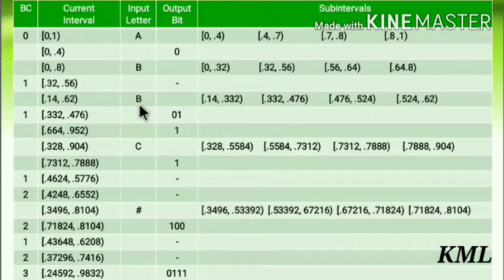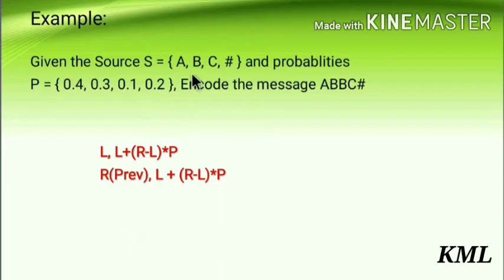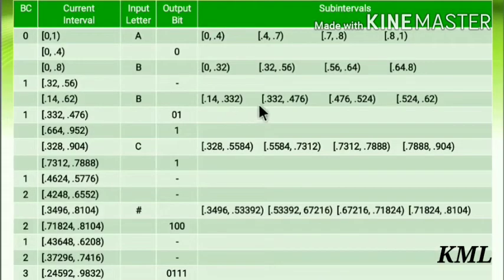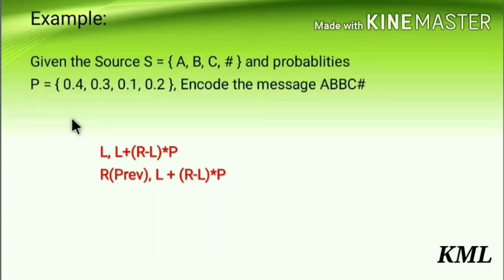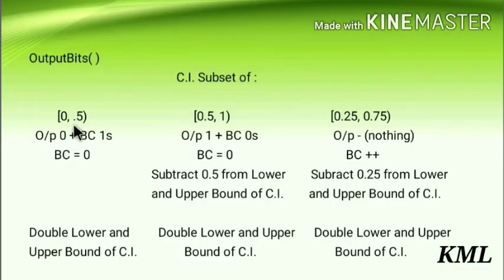So next input letter is B. So after taking the input letter, what do you do? Make the subintervals. So you get these values. Now check the position of B in source. So you have B at position 2. So you choose the second subinterval as your next current interval. Now check this current interval with the algorithm, okay. So if you see, we have 0.3 and 0.4 which falls in this one, okay.